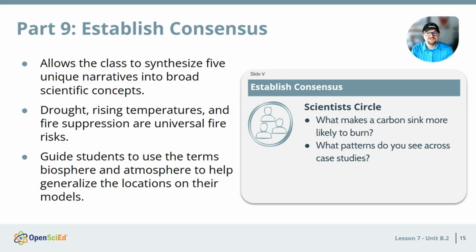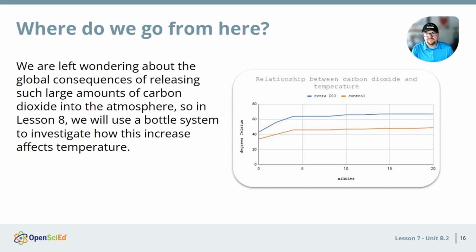I watch to make sure students recognize that drought, rising temperatures, and fire suppression are universal factors increasing fire risk. To help them generalize across these distinct locations, I actively guide them to use the scientific terms biosphere and atmosphere on their charts. I also make sure we only add fire suppression to our personal glossaries after we fully establish this shared understanding during our discussion.